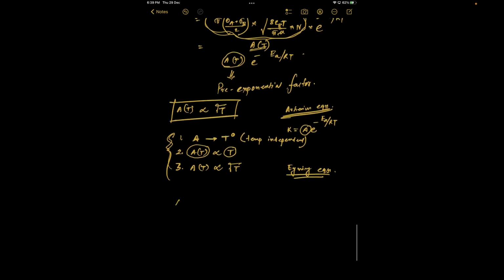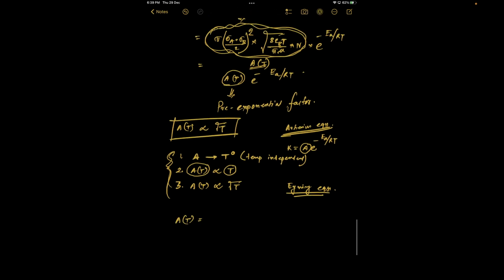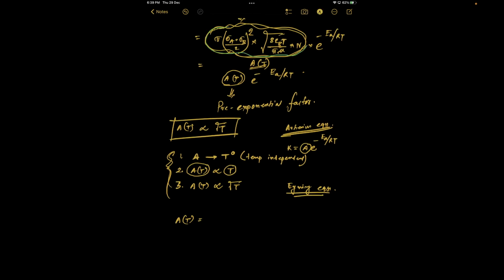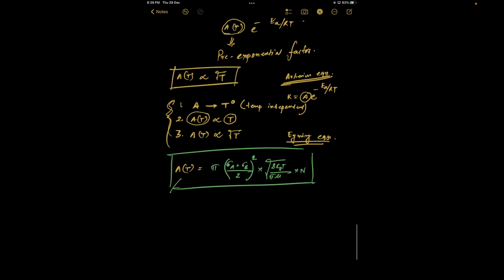Now from collision theory, the pre-exponential factor has this form, right? All these terms are inside the pre-exponential factor, so it will be pi times (sigma A plus sigma B) divided by 2, squared, times root of 8 kBT divided by pi mu, times N. So all these terms are inside the pre-exponential factor, right? This is the pre-exponential factor.